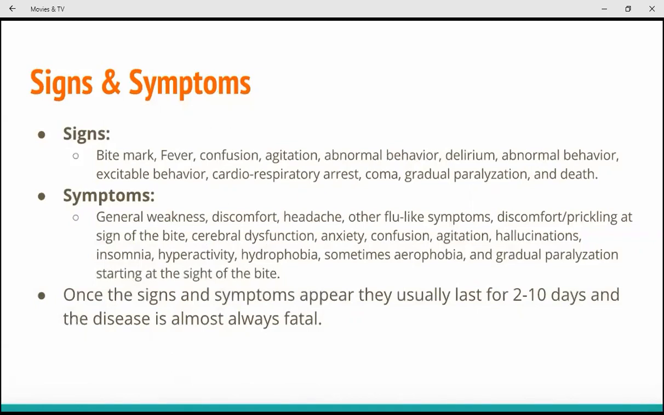The second type of rabies is paralytic rabies, and this is about 30% of all human cases of rabies. It starts with a gradual paralysis that begins at the site of the bite, or the site of the infection, and is followed by a coma and will eventually result in death. Rabies signs and symptoms usually last for 2 to 10 days, and once the signs and symptoms appear, the disease is almost always fatal. There have been very few cases of survival once the signs and symptoms have become apparent.